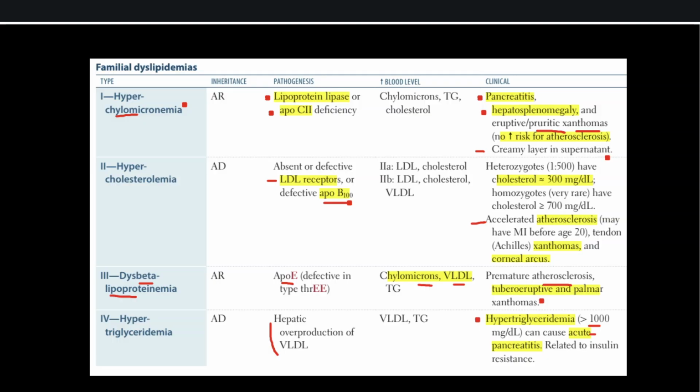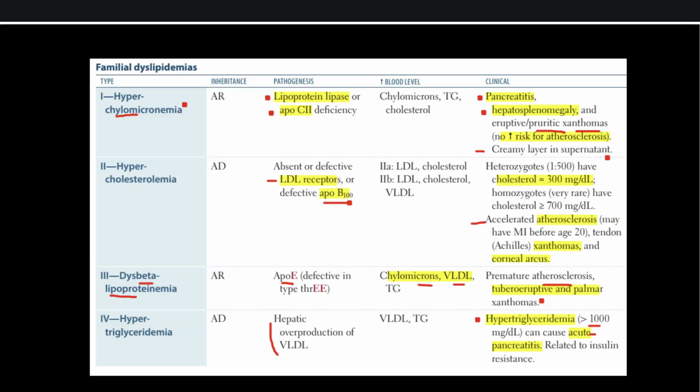It's in the name, right? Beta. So the B proteins are lost. Okay, now let's go down all the different familial dyslipidemias. Hyperchylomicronemia. What's happening? You have high amounts of chylomicrons, which means you have high amounts of triglycerides.